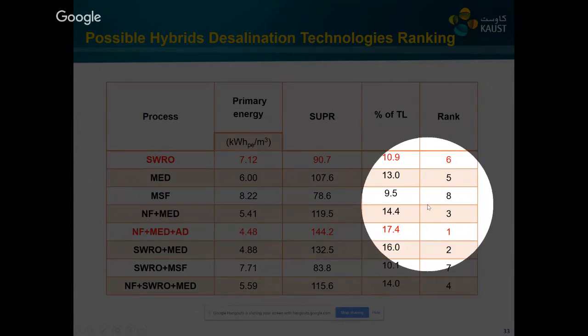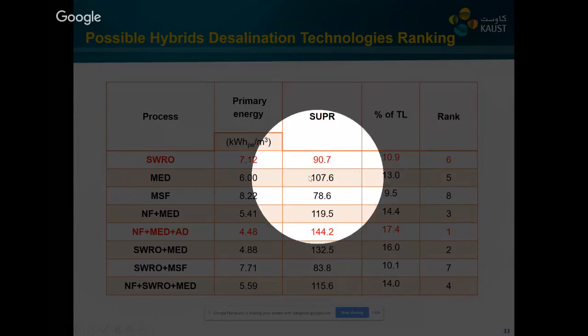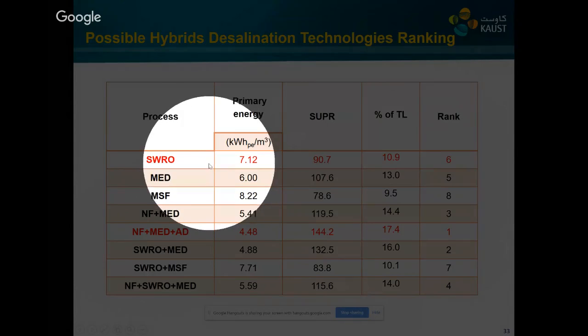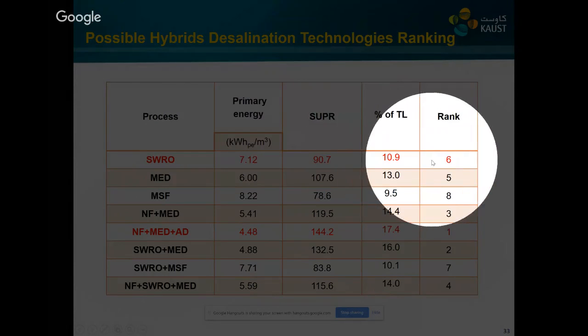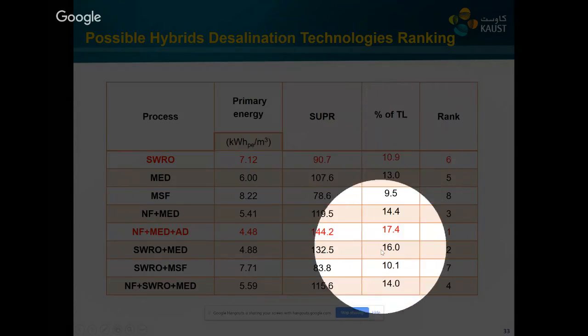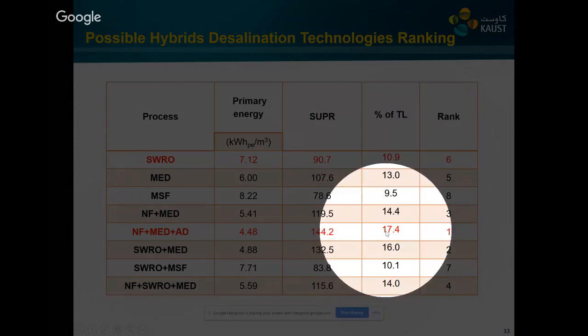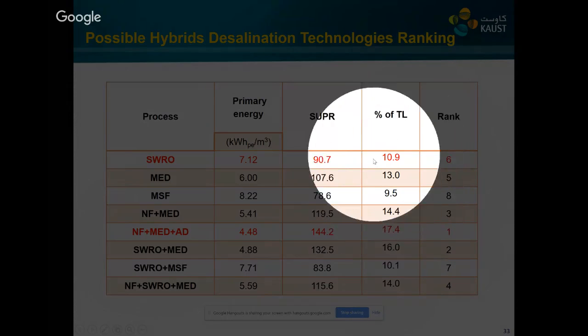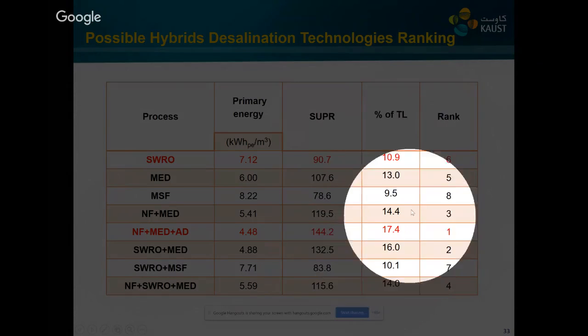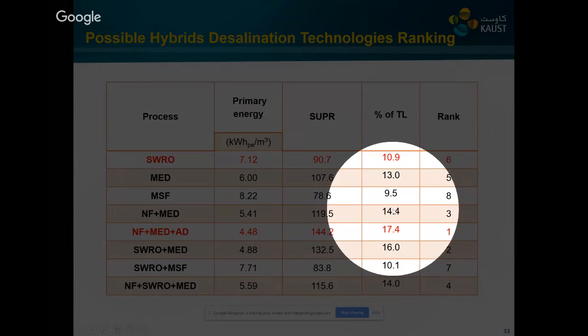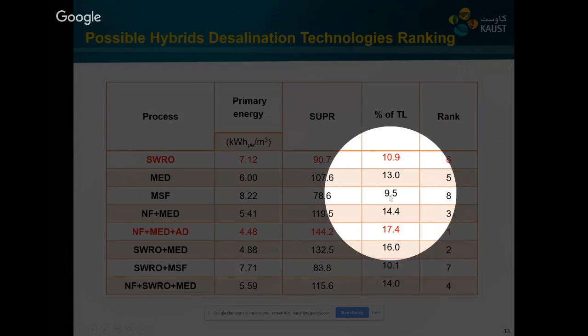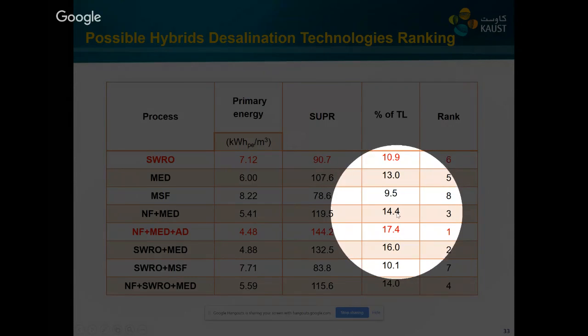But interestingly, we can see over here the SWRO process that most people claim is most efficient is actually ranked at 6. It's not very efficient. But again, the main point is if we check the thermodynamic limit, all the processes are still operating at a maximum of 17% of thermodynamic limit. So it means all the processes are actually not very efficient. So we have to work hard to find the most efficient solutions or out-of-the-box solutions to achieve the sustainability zone that is around 25 to 28% of thermodynamic limit.